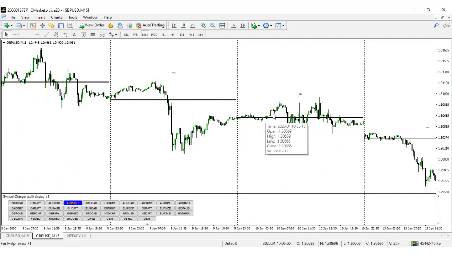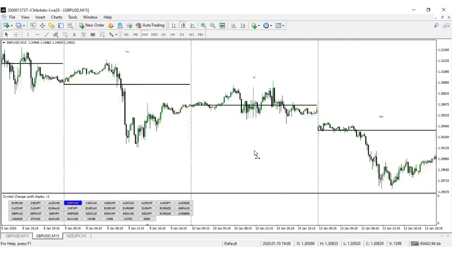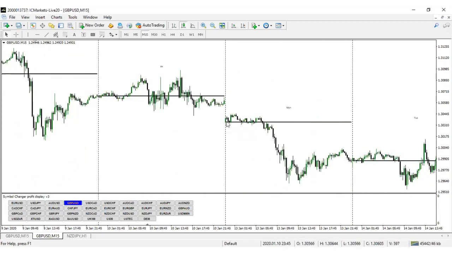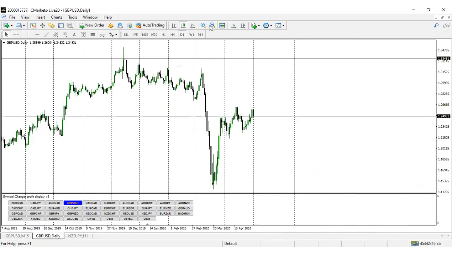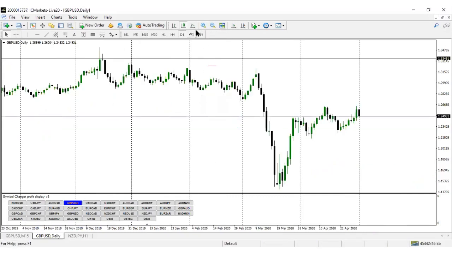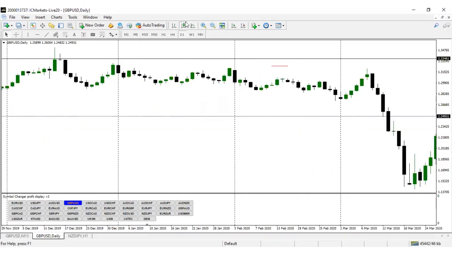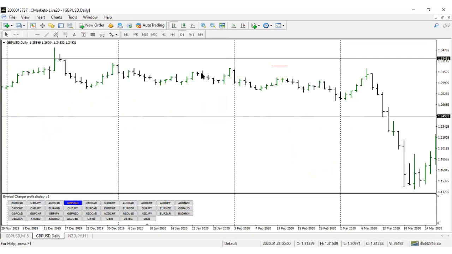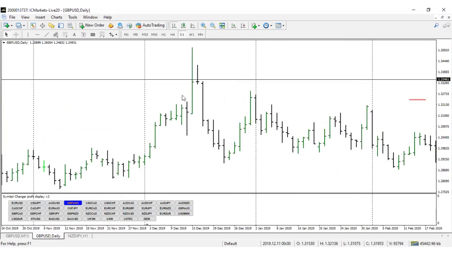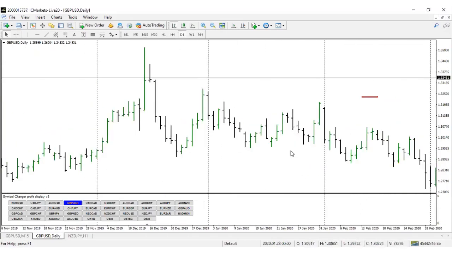The market opens, manipulation, distribution. So this is the market opening. You can see this manipulation and distribution. If you go to the daily chart, this is what you're going to be seeing. All right, let's go to the daily chart and use our bar chart, and you'll see what I'm talking about.